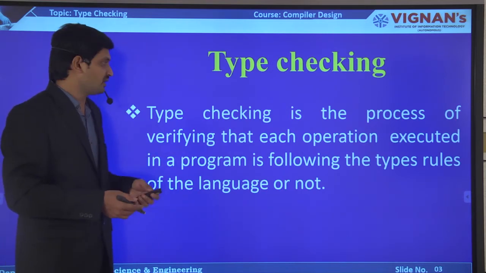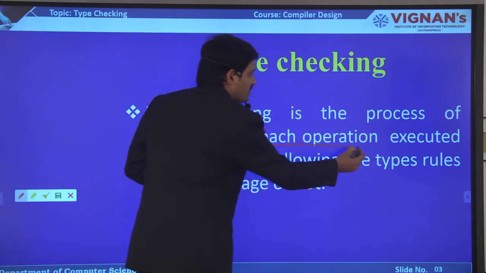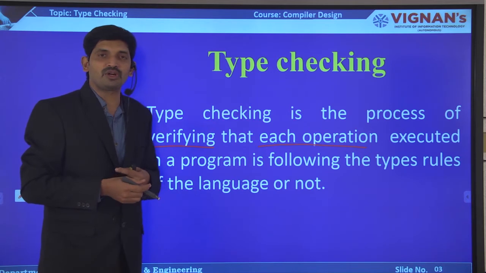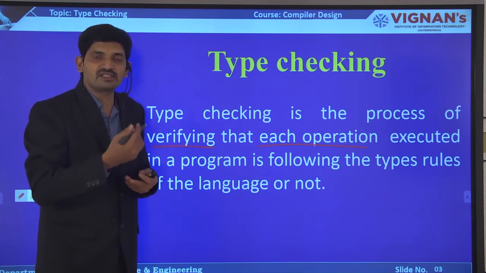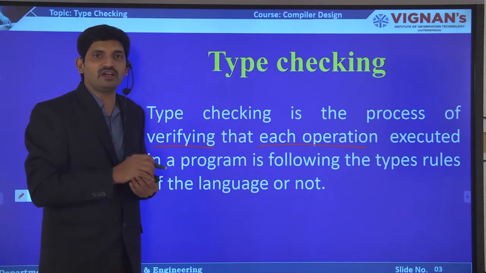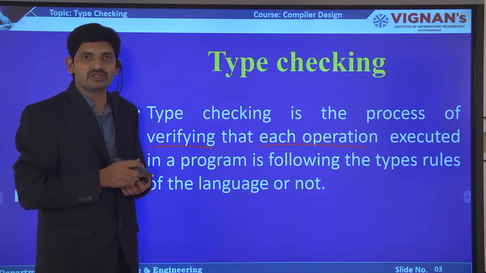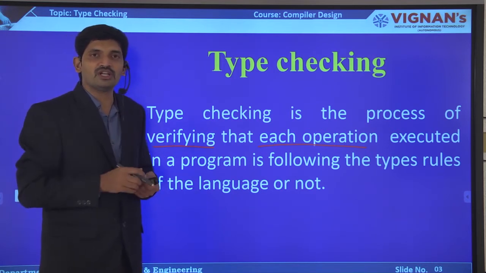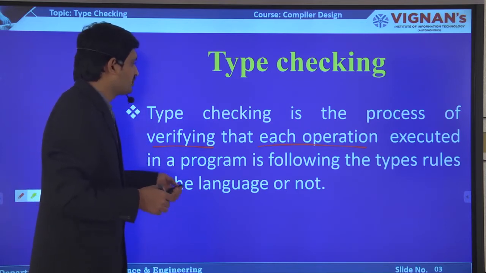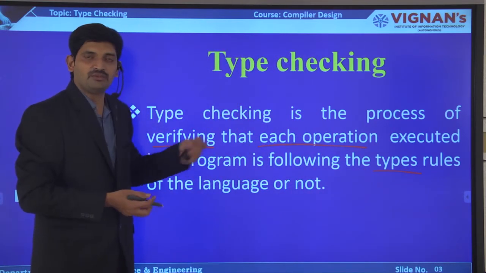So, what is type checking? Type checking is the process of verifying each operation executed in the given source code. Let us say I am writing a C program or C source code, it may consist of several operations. I have to check each and every operation, whether all the operations are following the syntactic rules or semantic rules of that particular source language or not, that is, whether they are following the type rules. Here we are calling them the type rules.